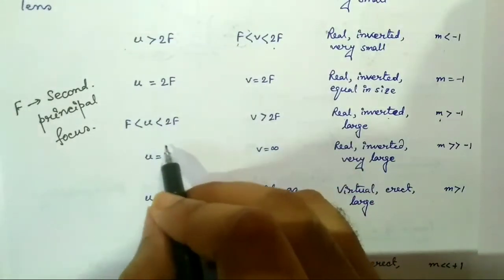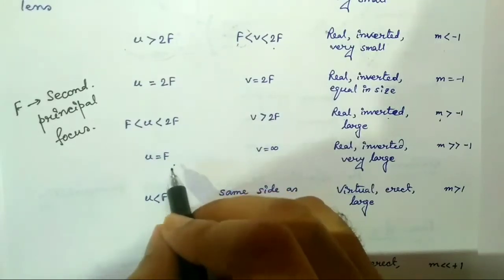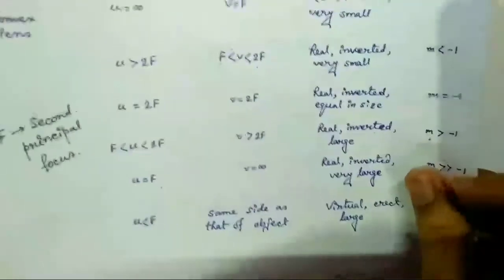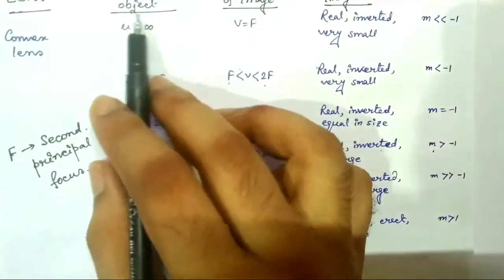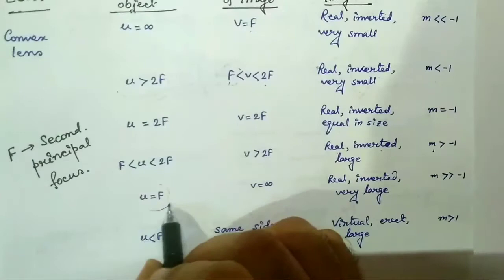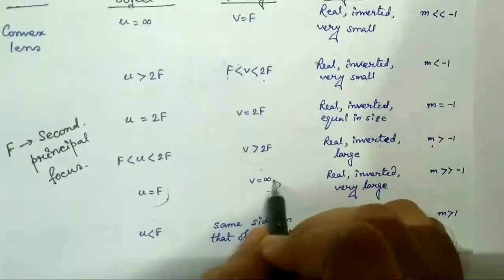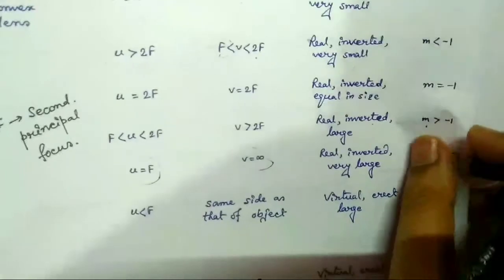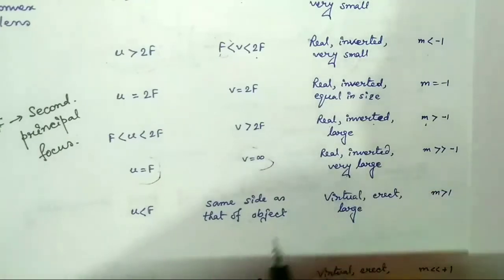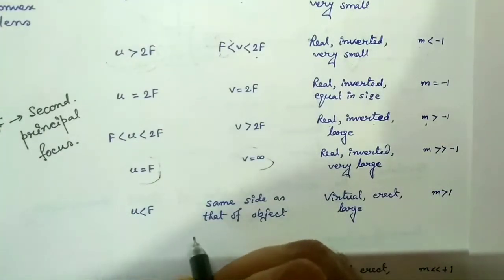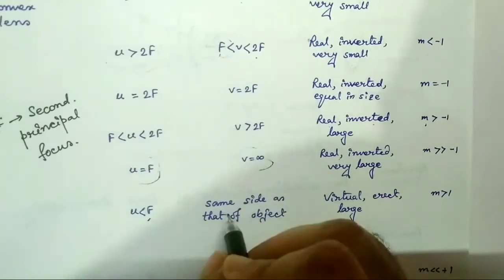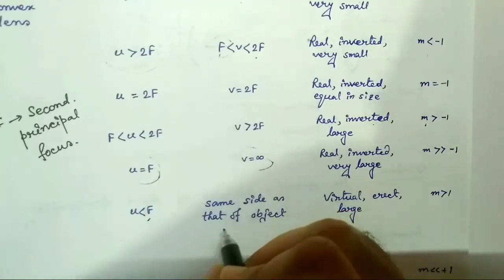Now if the object is placed at the second principal focus, then the position of the image will be at infinity. You can consider the similarity that when the object is placed at infinity, the image will be formed at the second principal focus, and when the object is placed at the second principal focus, the image will be formed at infinity. Okay, its nature will be real, inverted and very large, where M is greater than -1. Now the last case is if the object is placed in between the optical center and focus, then the image will be formed at the same side as that of the object.